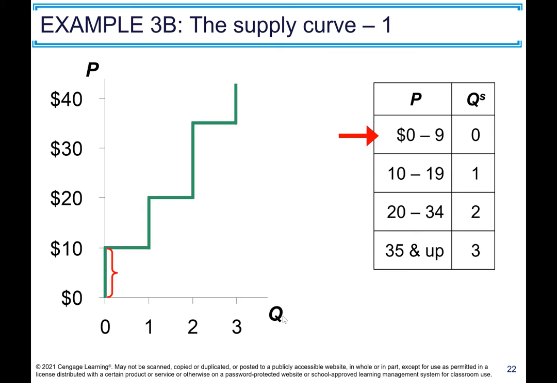From 0 to 9, nobody is going to offer to cut your lawn. That is 0. From 10 to 19, 1 person. This corresponds to 1. From 20 to 34, 2 people. That is 2. From 35 and up, all of them, 3 people, will offer their services.